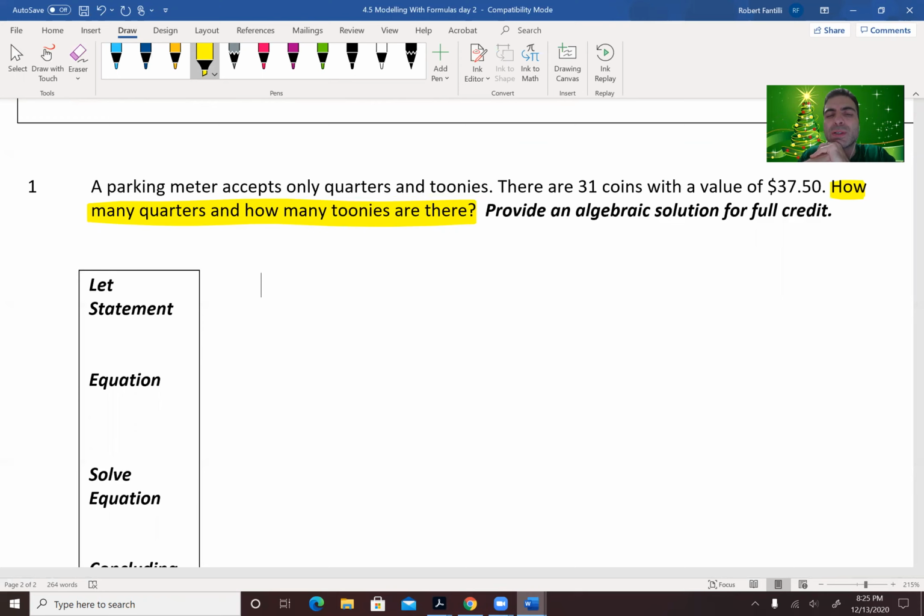How many of each? Now, this is where most people make some mistakes. They jump to conclusions because you're doing math in your head and they start thinking, oh wait, 8 quarters is a toonie. That's not the way of thinking about this. Okay, let's just start slowly with our let statement. Pay attention because this is getting a little bit confusing. I'm going to use Q and T. So let Q represent the number of quarters in the meter.